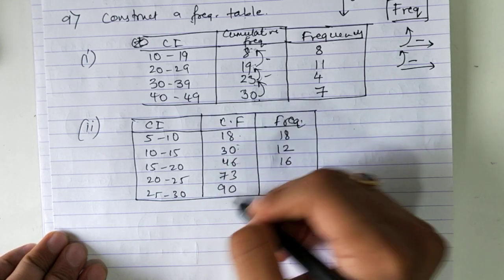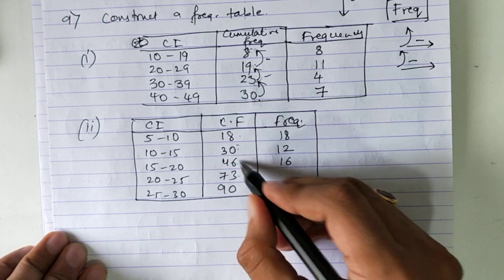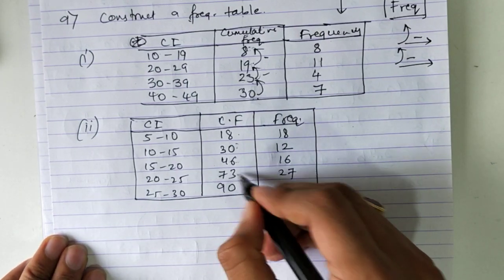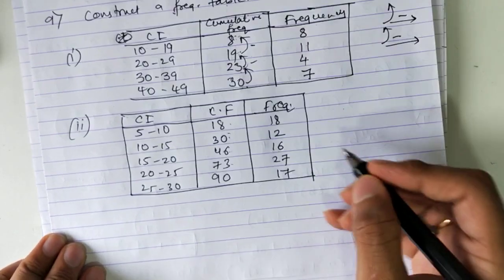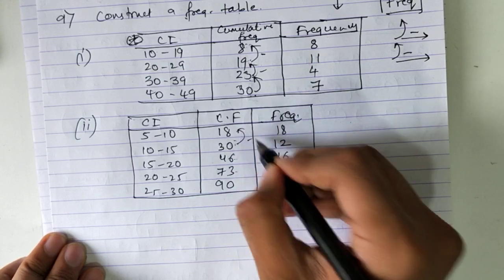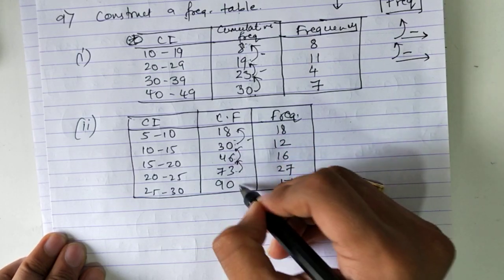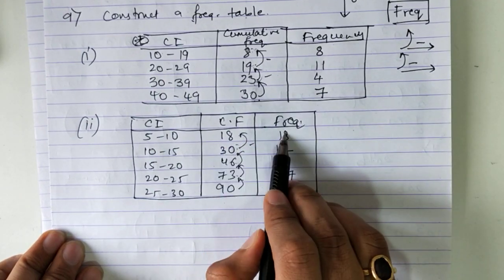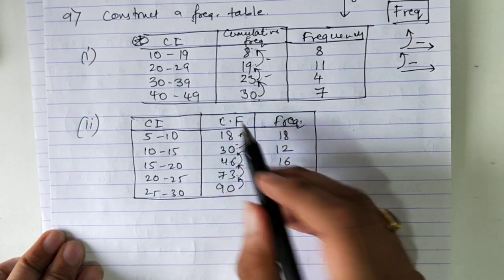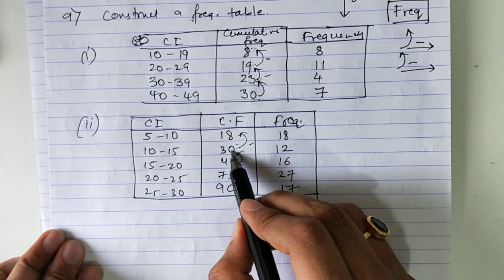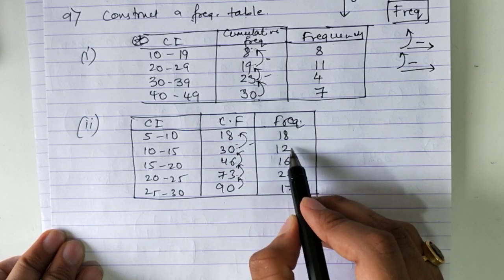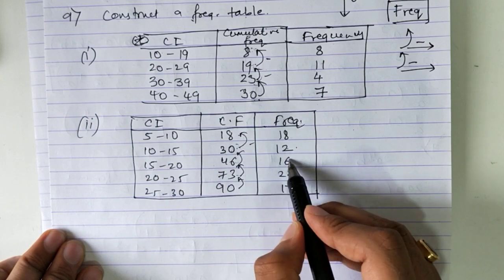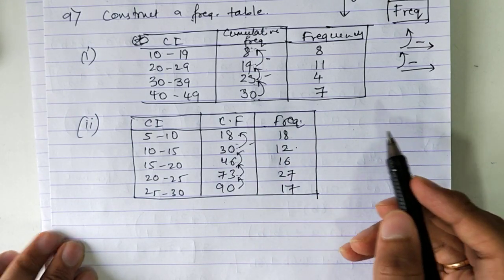You have to use only the CF values. 73 minus 46 is 27. Then 90 minus 73 is 17. We are subtracting these values, each with the previous value, and writing the answer here. The first number will come as it is because there is no value before 18. So this 18 will come as it is, and then 30 minus 18, write the answer against 30. Then 46 minus 30, write the answer against 46.